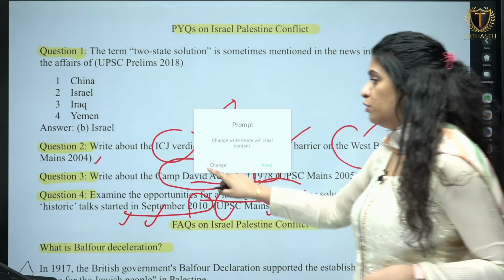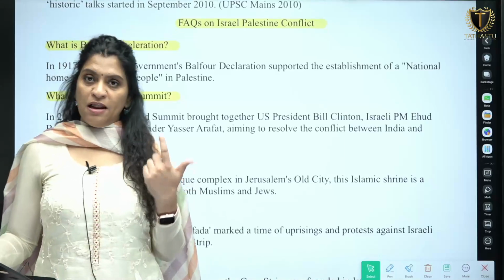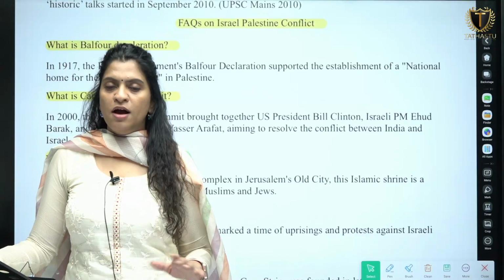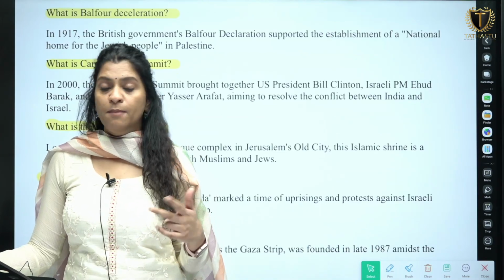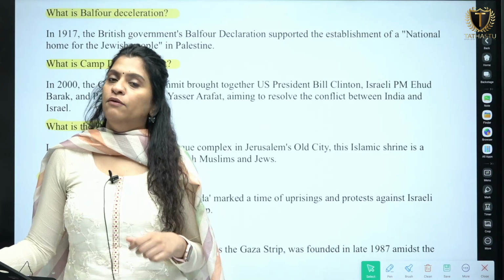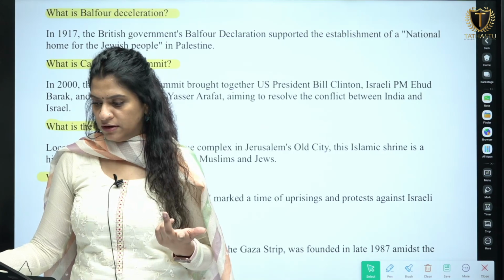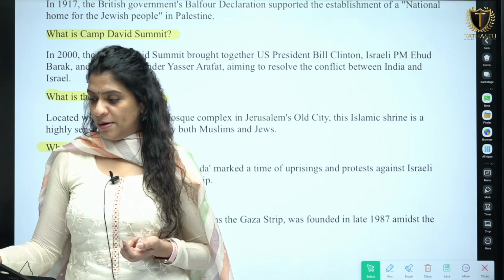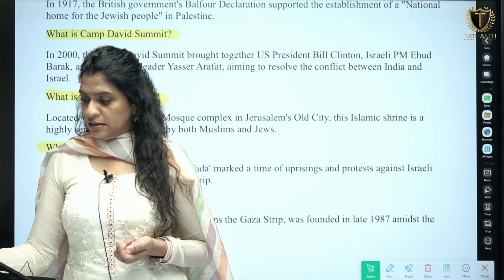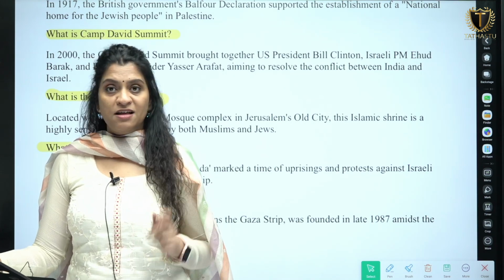Then what all should you know? What are the FAQs on the Israel-Palestine conflict? First, the Balfour Declaration, you must know, and we already discussed that. Then what is the Camp David Accord, Camp David Summit, that we also discussed. These are the FAQs you must know. And then what is the Dome of the Rock, located within the Al-Aqsa Mosque complex in Jerusalem's Old City. This Islamic shrine is a highly sensitive spot revered by both Muslims and the Jews.